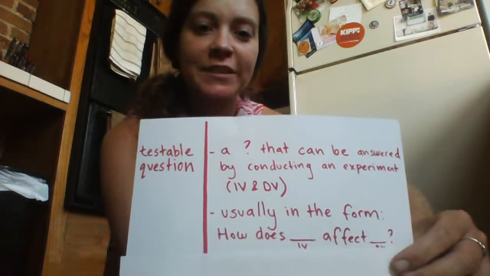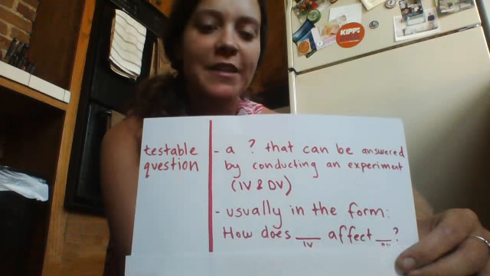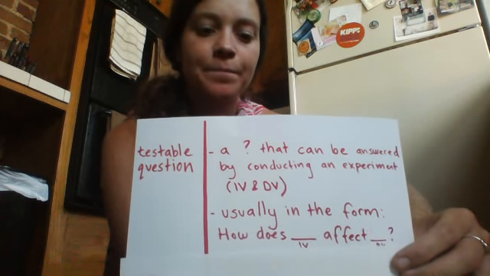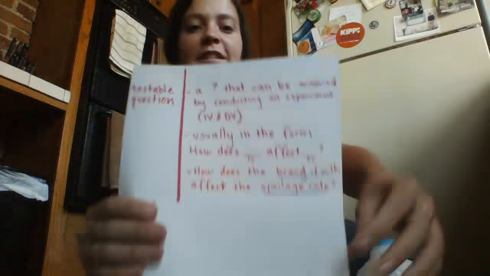A testable question is usually in the form, how does IV affect your DV? So an example of this, if I wanted to get two different brands, is how does the brand of milk affect the spoilage rate? Because I know that rate in science just means the time it takes for that to spoil. Write that down as your example.